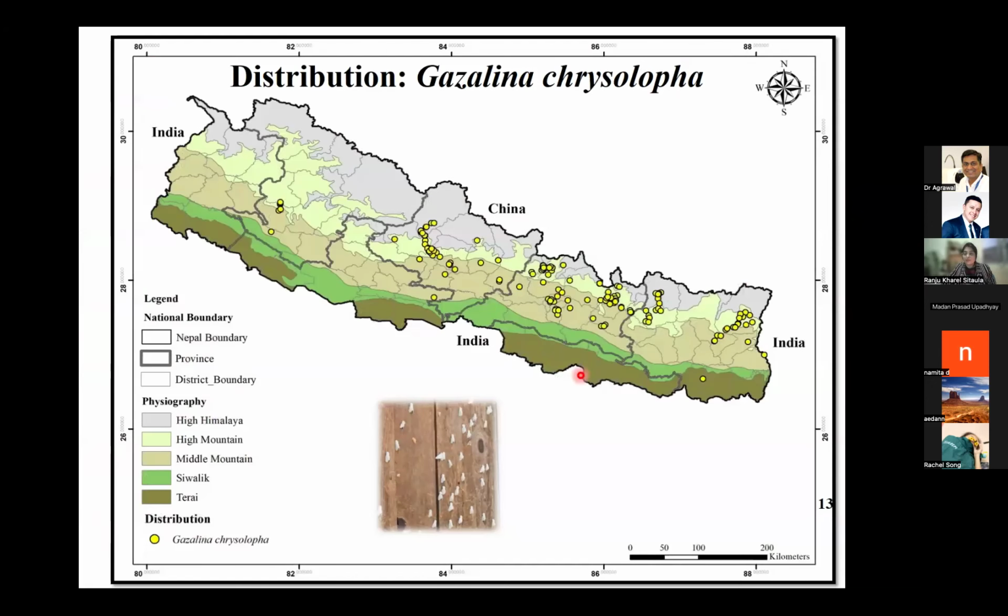So our next step was to identify where the distribution areas of this Gazalina moth in Nepal are, especially of Gazalina chrysolopha. Let me say that this rectangle is the map of Nepal. We are surrounded by India on three sides and China on the top side. And when we studied the distribution of Gazalina chrysolopha in Nepal, we found that it is in mid Nepal, above 200 meters from sea level, not towards the tropical regions, but in the subalpine and subtropical regions.